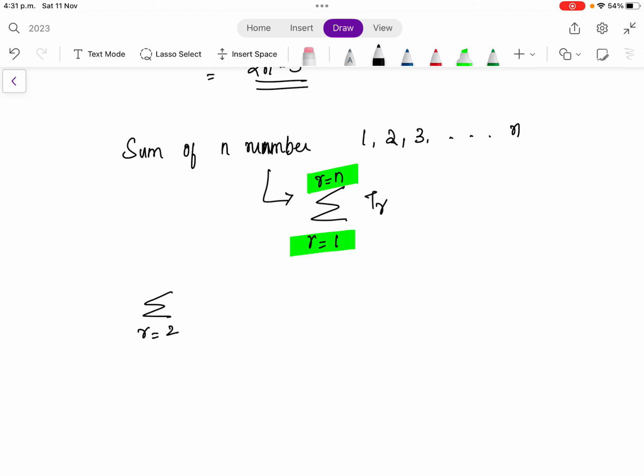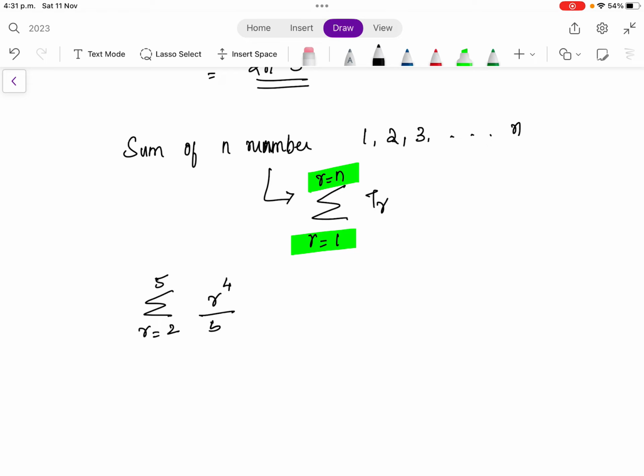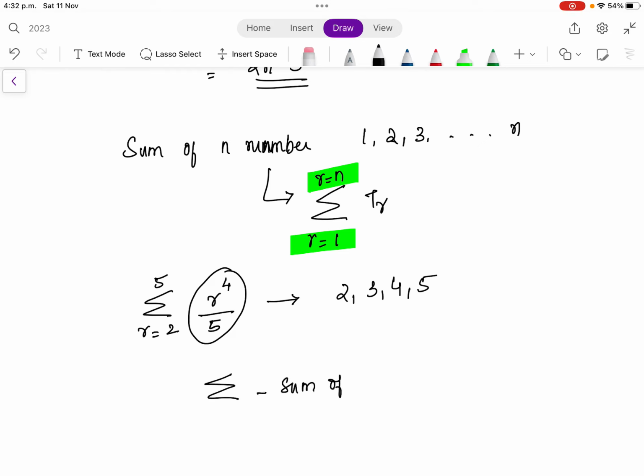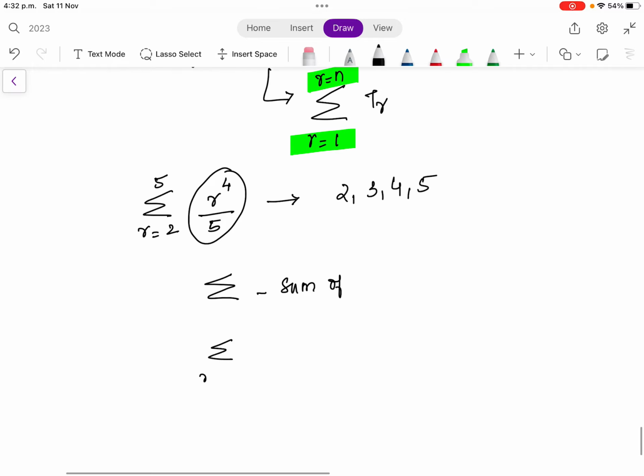So if I say r is equal to 2 to 5, it says that there is some series, like maybe it can be like r to the power of 4 by 5. It says that you are building a series with this as the expression, and you are giving the values 2, 3, 4 and 5. These are the 4 values which you are trying to do. So sigma means it's called sum of. Okay, sigma means the sum of. And if I say sigma r is equal to 1 to 4, it is T1 plus T2 plus T3 plus T4. So you need to look at the numbers which are written on this side and this side.